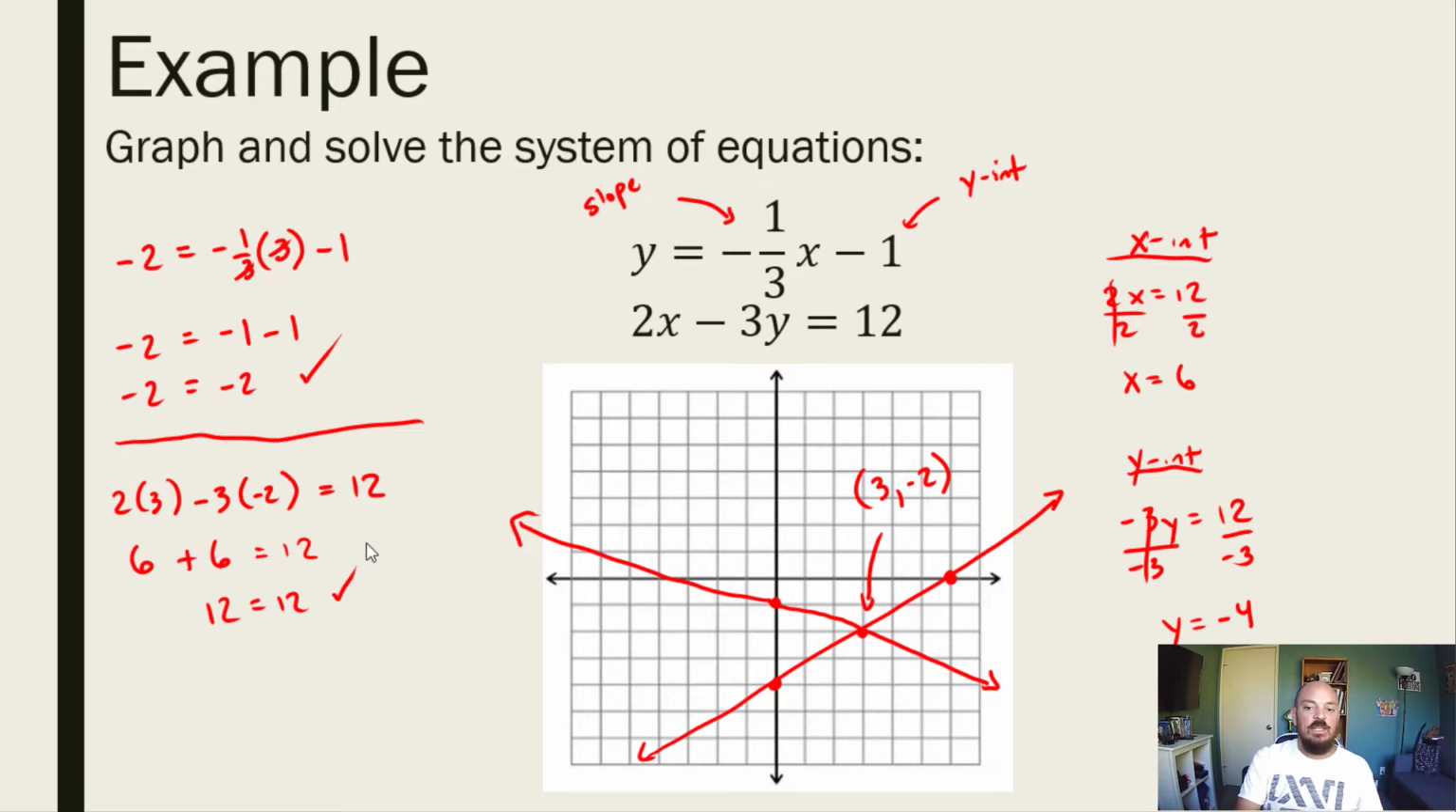So by plugging in, we use the graph to say, yeah, it looks like they cross at this point 3, -2. But to check your answer, you can plug it in and see if it worked in both equations. And that's how we know that, yes, this is the answer to my question. That's the one point that works in both equations. And we know that because it's the only point that's on both lines. Remember, each equation represents one line. The only point that is on both lines is right where they cross.